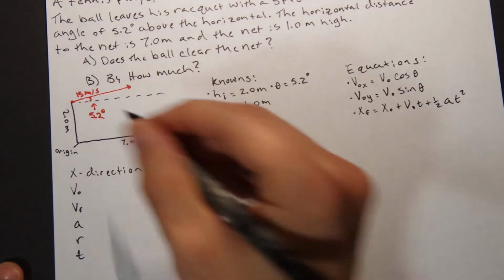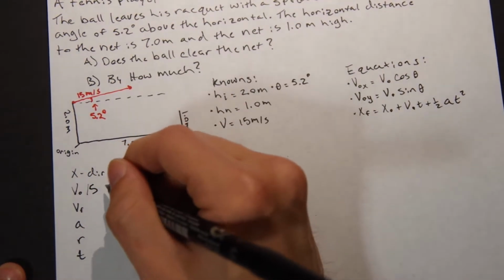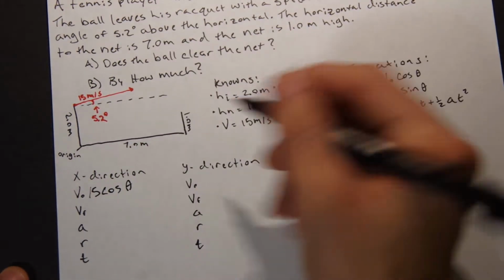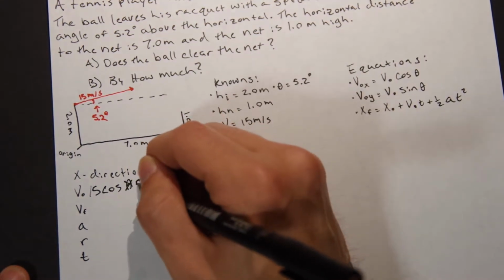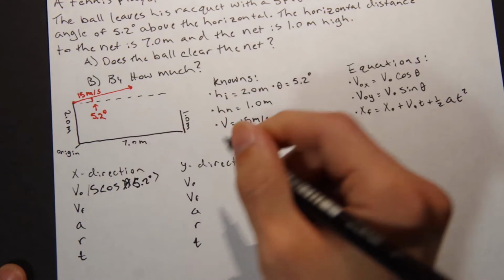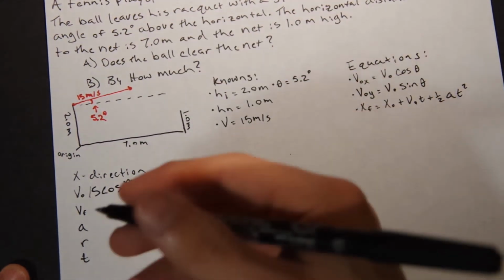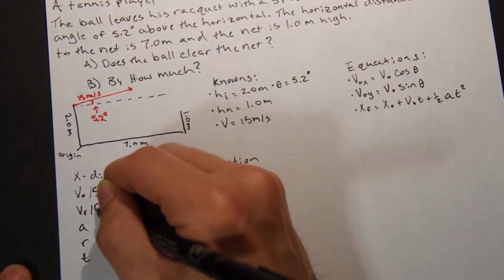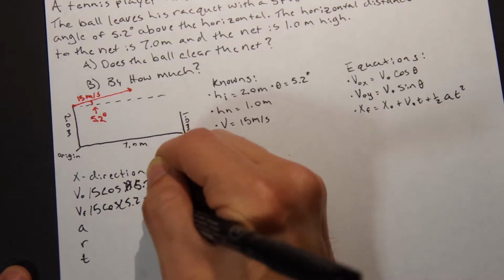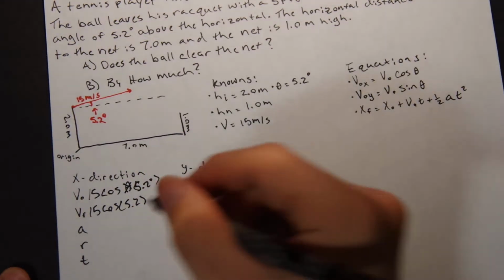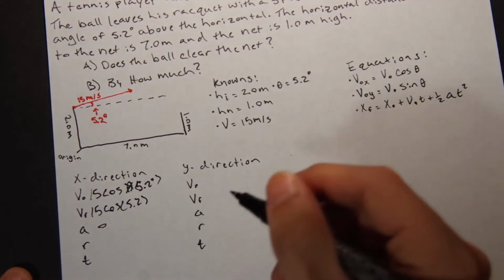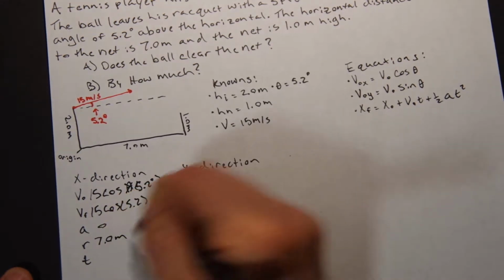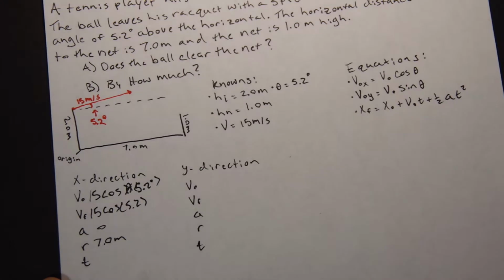So v naught is 15 meters per second times cosine of theta, which will give us our x direction. So we can rewrite this theta as 5.2 degrees. So our v final is going to be the same because velocity in the x direction is always constant because gravity doesn't affect it. So we can write 15 cosine of 5.2 degrees there. Like I said, the acceleration is going to be 0, so we can just put a 0 there. The distance, we know we want it to travel 7.0 meters, and we don't know the time yet, so we're going to find that first. So let's start with that.